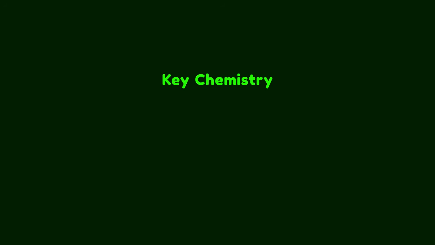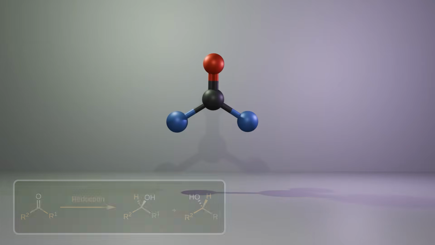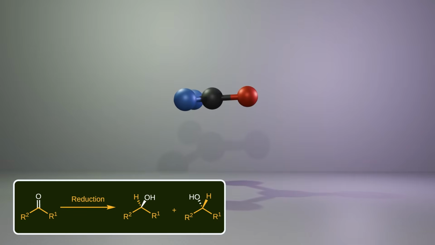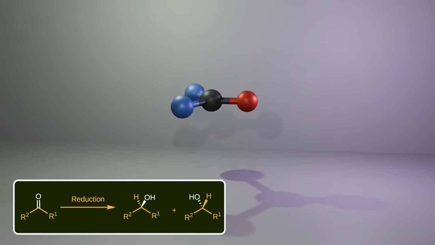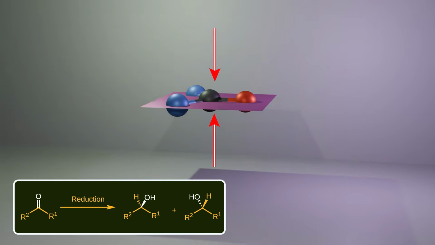The key chemistry in the synthesis route is enantioselective reduction of ketones. The carbonyl group in ketones and aldehydes can be attacked from two faces. In other words, a nucleophilic hydride can approach from below or above the plane, resulting in racemic alcohols.